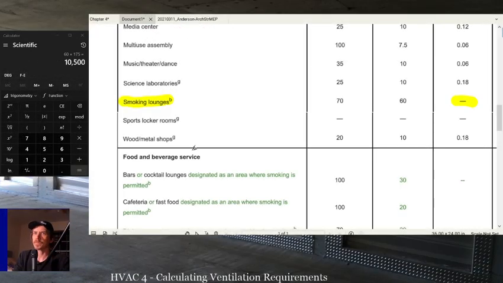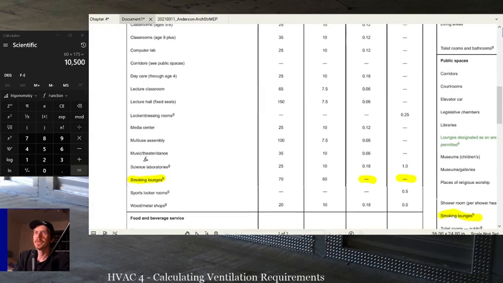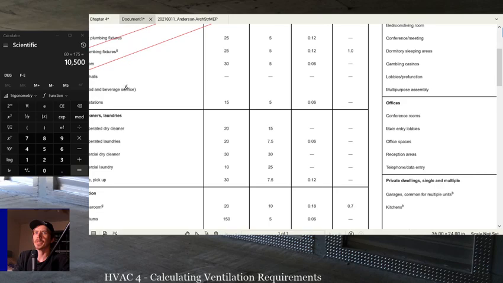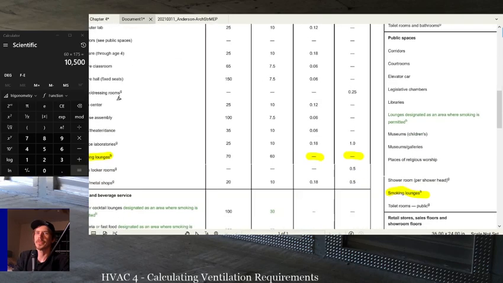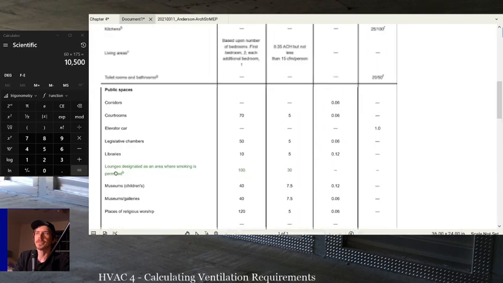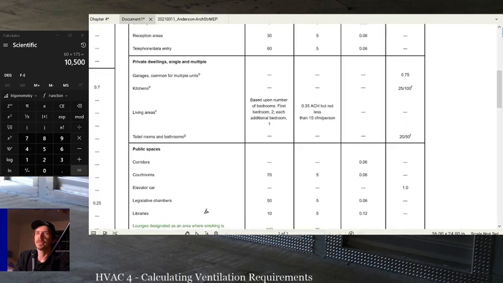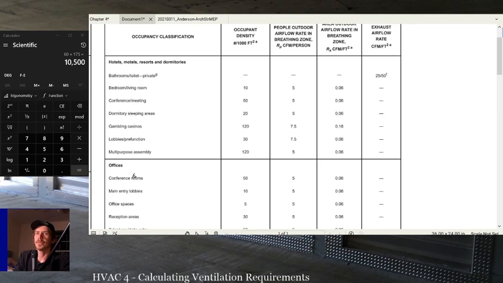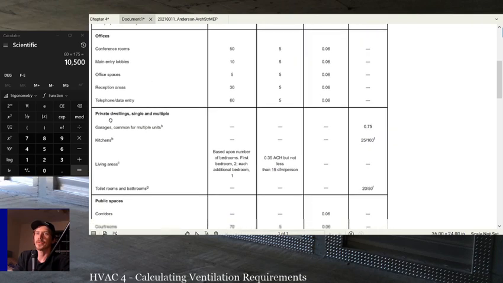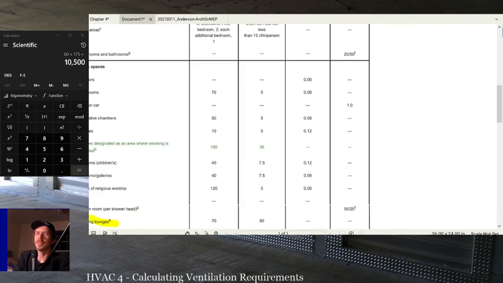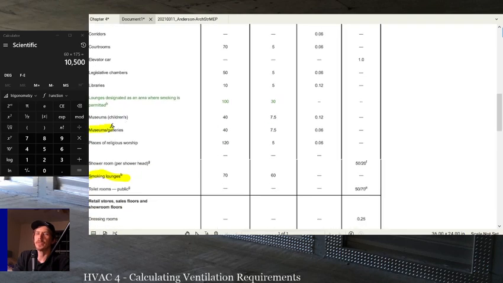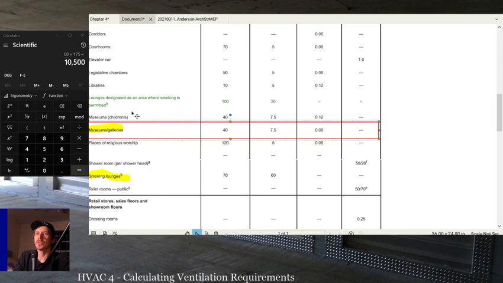So if we look around, we don't see any museums, right? No museums, no museums, no museums. So go over here. No museums. Offices, no museums. Private dwellings, no museums. Public spaces, here we go. Museums, right? So we have museums and galleries right here. There's also children's museums, but the question didn't say anything about children's museums, so I will assume that they meant regular museums. All right.